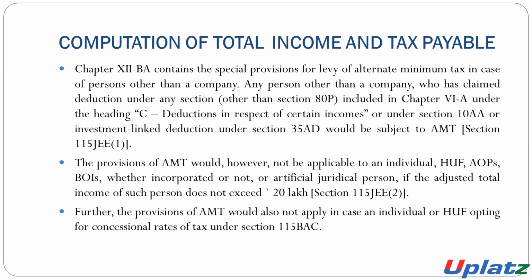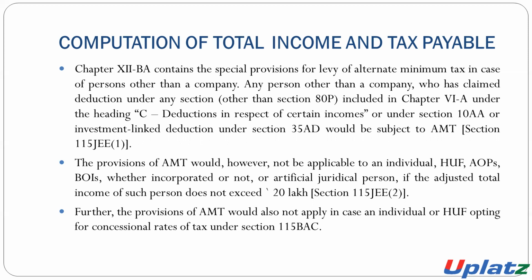So for this purpose, the assessee who is claiming a deduction under Chapter VI-A heading C, deductions in respect of certain income, or under section 10AA, or an investment-linked deduction under section 35AD, then in this situation the provision of AMT, alternative minimum tax, will be applicable.